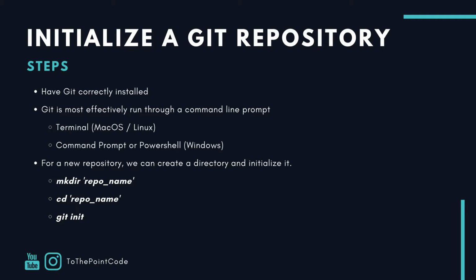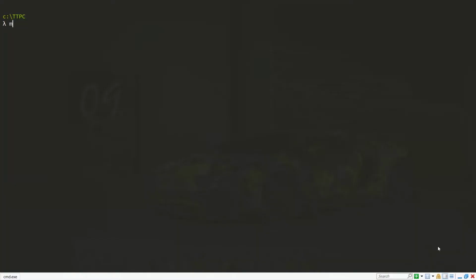So for a new repository, we can create a directory, change into the directory, and use git init to initialize the directory into a Git repository. Let's demonstrate that quickly. On the command line, we create a directory and call it my repo. We now change into the directory and use git init to initialize the Git repository.